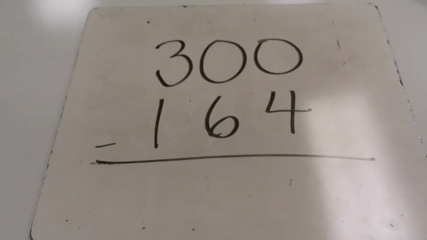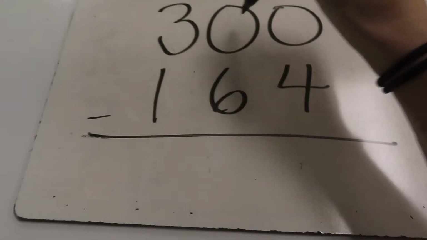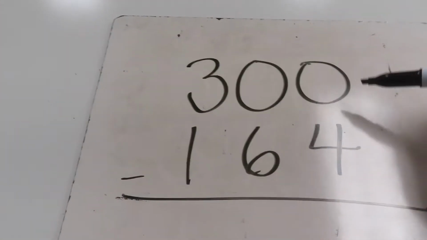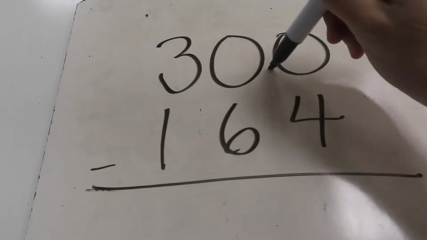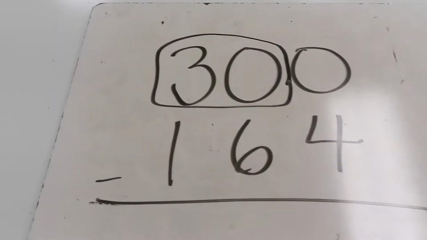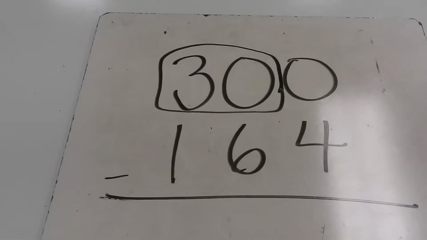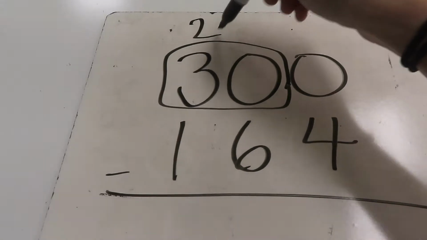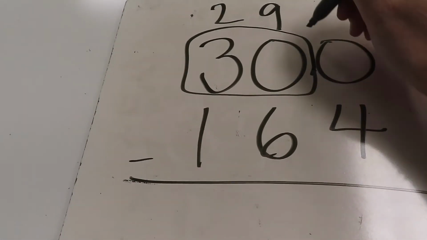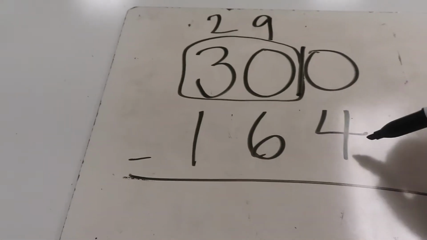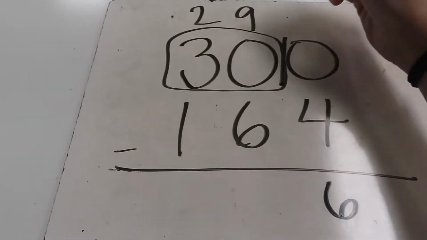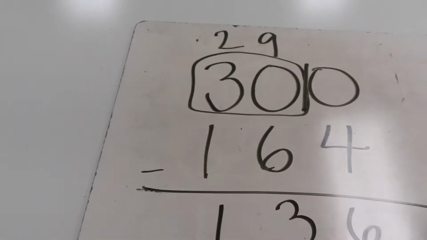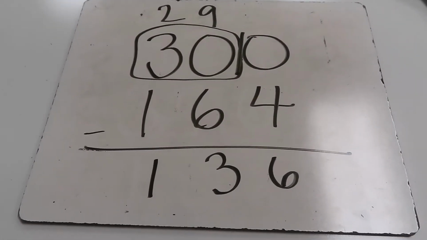Okay, the last problem we're going to do with you is one that has 2 zeros across the top. This one is really tricky, and my kids always struggle with this, but what I teach them is to make this into a number. So look at that as a 30 instead of a 300, and what's 1 less than 30 if we were borrowing from it? That would be 29. Then we can carry our 1 over here and it becomes a 10. So 10 minus 4 is 6. 9 minus 6 is 3, and 2 minus 1 is 1. So 136.